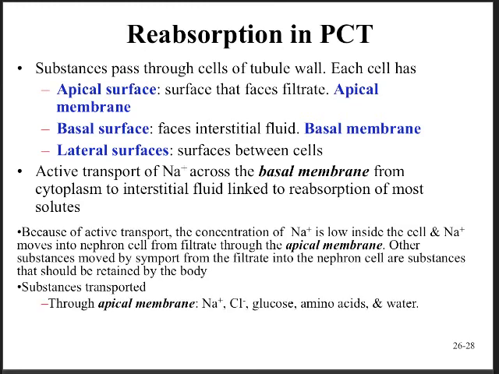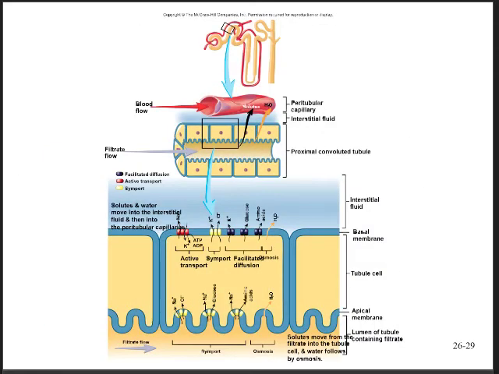Substances transported through the apical membrane include sodium, chloride, glucose, amino acids, and water. We need a lot of that. Through the basal membrane, we see a lot of sodium and potassium. Chloride, glucose, amino acids, and water all end up back in the eventually venous return. Okay, so we don't want to lose that stuff, right? If we were to lose the bulk of our electrolytes or the bulk of our water or our nutrients in the form of glucose and amino acids, we'd be in a desperate situation.